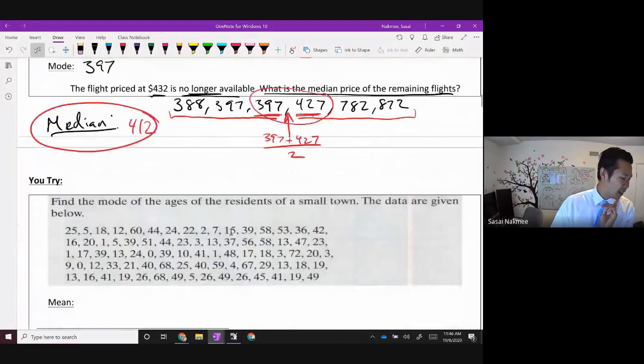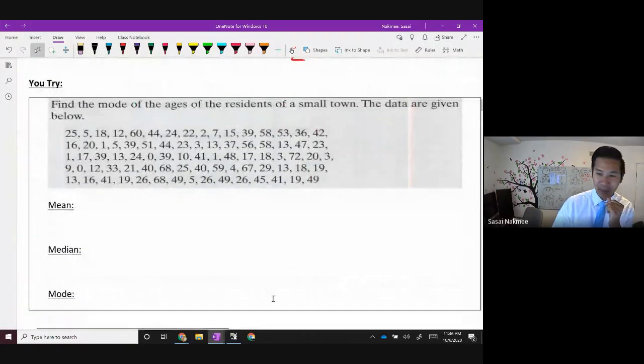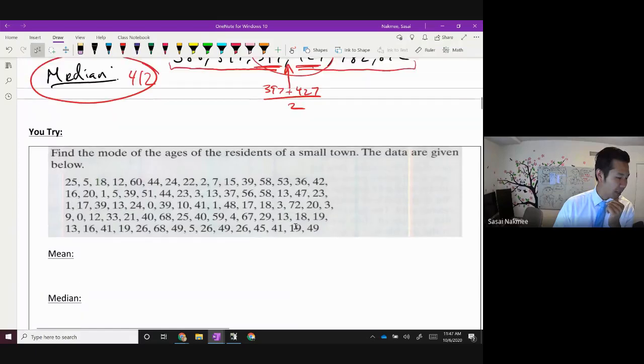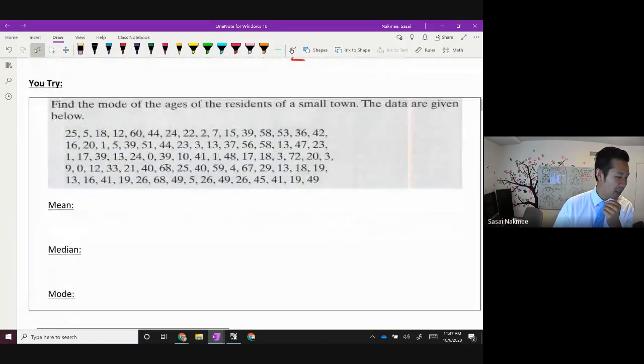All right. Here's how I'm going to wrap this up today. What I want you guys to do is find the mean, the median, and the mode of these numbers right here. Find the mean, the median, and the mode for these numbers right here.